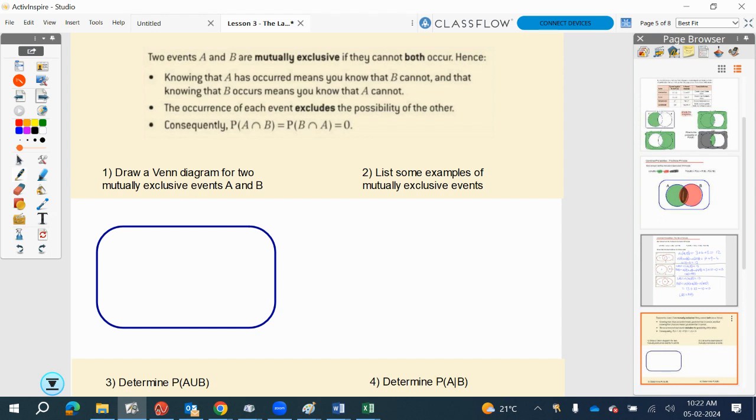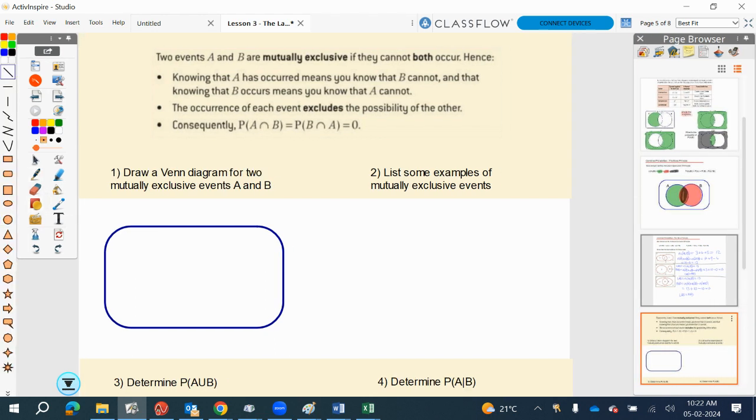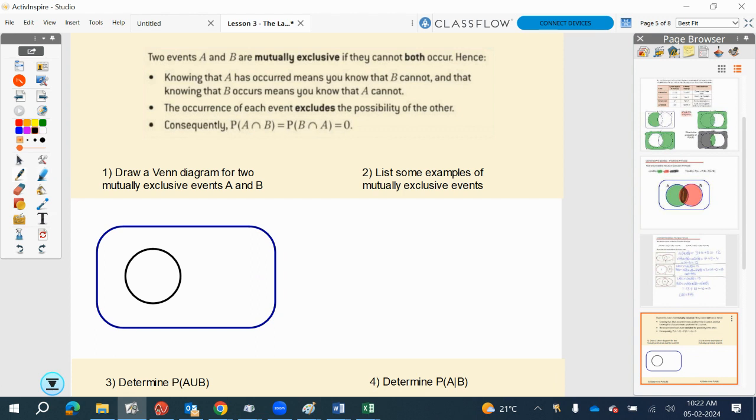Okay, so how is a Venn diagram going to look when they're mutually exclusive? We're going to get two separate circles. This is a Venn diagram of mutually exclusive events.